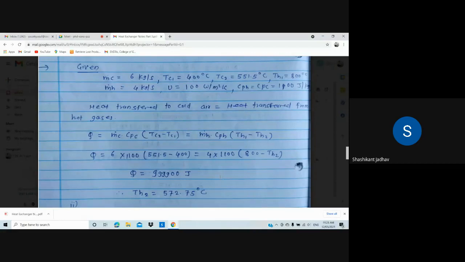So all of you get the answer for Q and TH2. What is the value of Q? Q is equal to 4 × 900 joule. So this much amount of heat is transferred from the hot fluid to the cold fluid. And TH2 is the temperature of the exhaust gas at outlet, and we get that answer as 572.75 degrees Celsius.